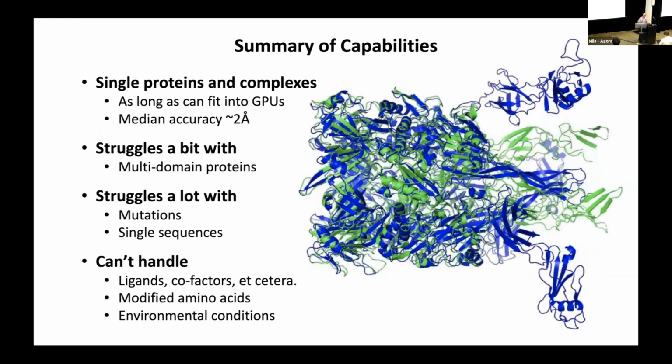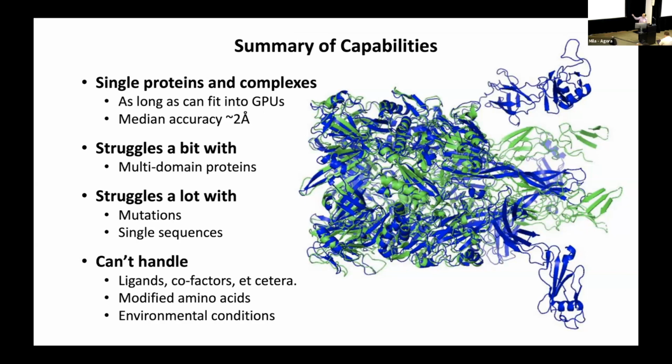So before I start telling you about OpenFold and what we're working on next, let me mention a bit about what AlphaFold can and can't do. At that CASP competition, the median accuracy it achieved is about 2 angstroms on essentially single proteins by themselves, which is incredible for what it was.